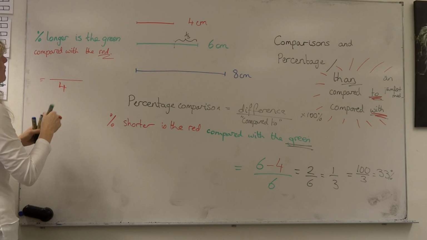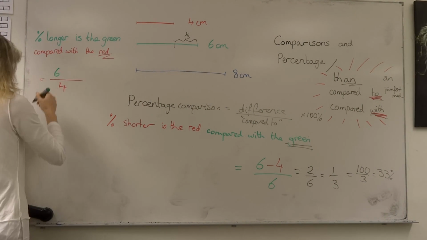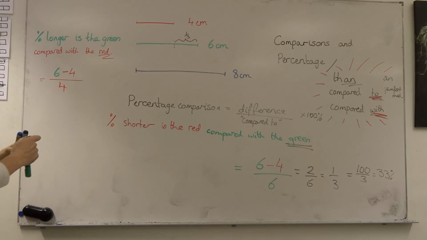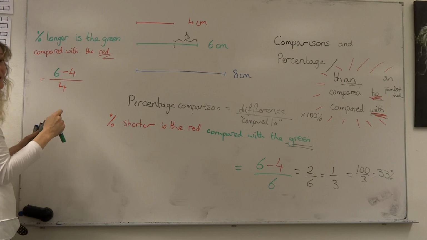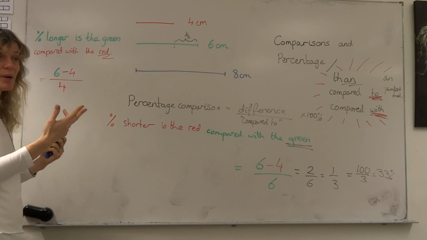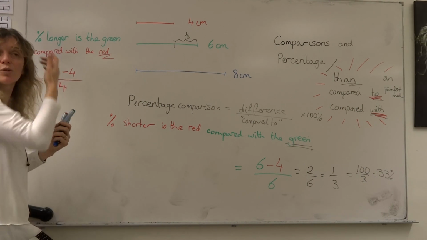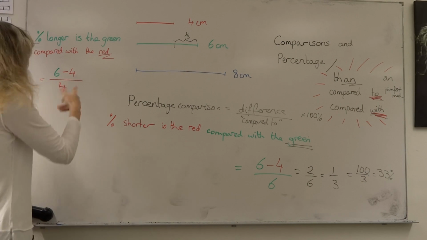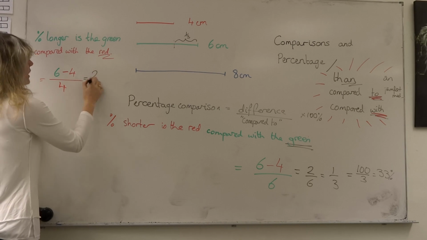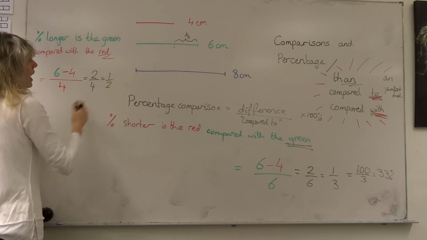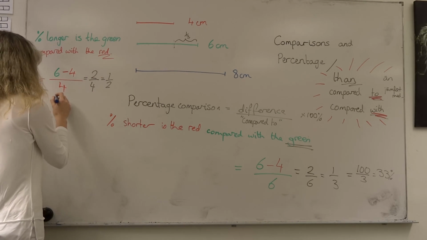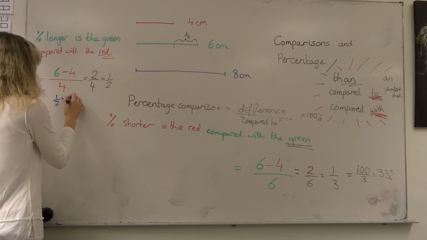Then again, I have the difference between the green and the red. And we could do 4 minus 6 here as well. It would actually work out. You'd get a minus number. You'd get minus 2/4, which would be showing that it's shorter than. But it doesn't matter, we can do it like this. So 6 minus 4 is 2. Divided by 4, we know that's the same as a half. And we know that a half, if we were to change that to a percentage, 1/2 times 100 is 50%.